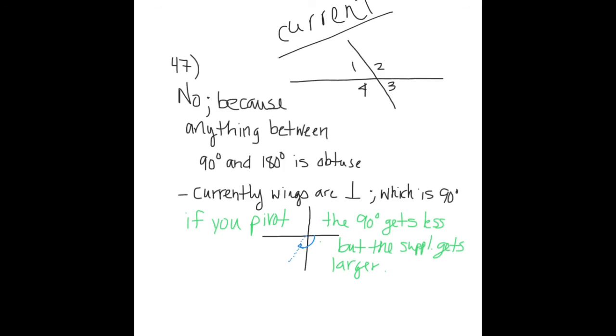This is how I want you to think about it. If this is the wing, and let's say that I want to move it like this, this angle now becomes greater than 90, which is obtuse. This angle becomes less than 90, which is acute. So the only setup is their current situation. That's it. Okay? All right, that's your homework.